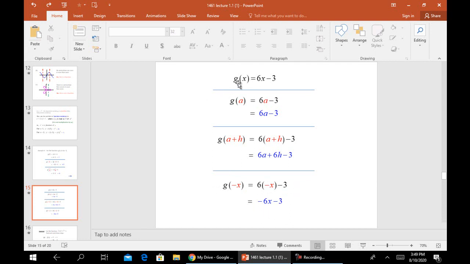So again, when you have this function g of x is equal to 6x minus 3, make sure that you understand that what this formula is telling us is that if the domain element is x, then the corresponding range element is given by 6 times x minus 3. Another way of thinking about it, if the input of the function is x, then the output is 6 times the input minus 3.